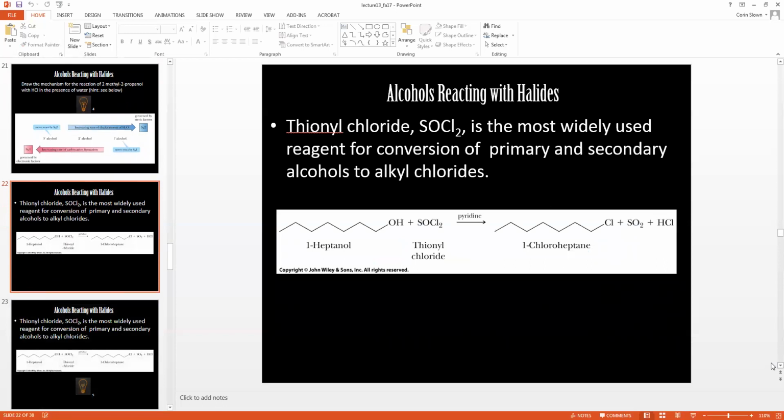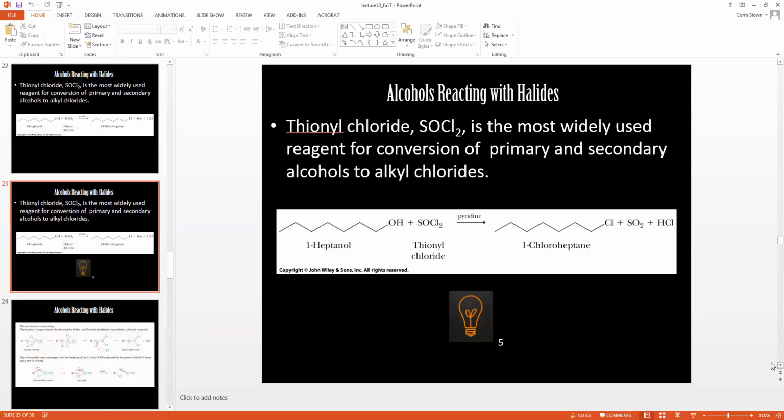So, for example, thionyl chloride, SOCl2, is the most widely used reagent for the conversion of primary and secondary alcohols to alkyl chlorides. I want you to think about the mechanism for this reaction. Can you propose a reasonable mechanism?